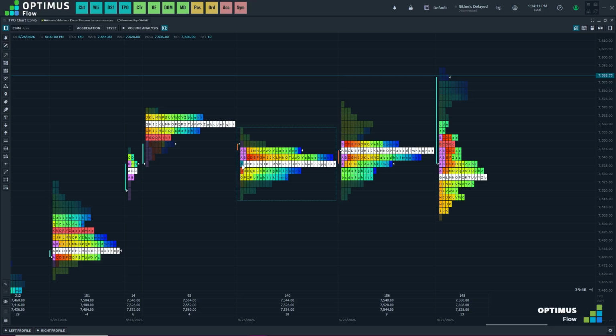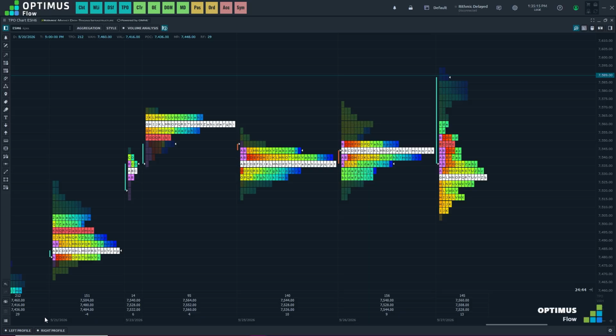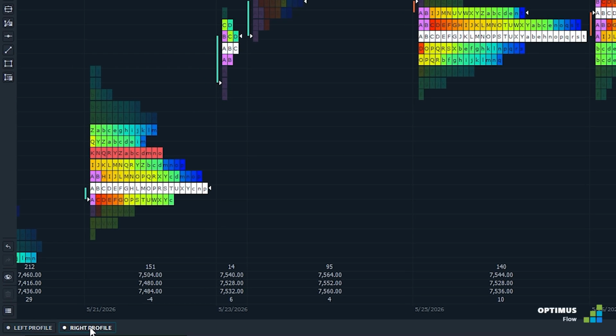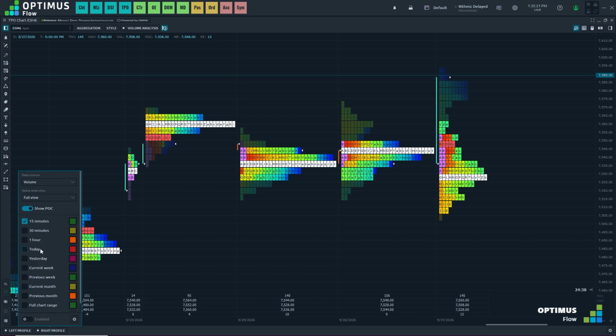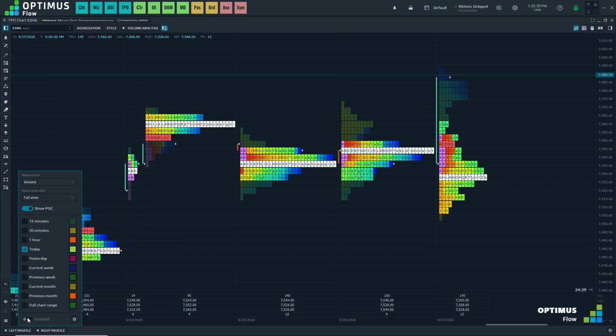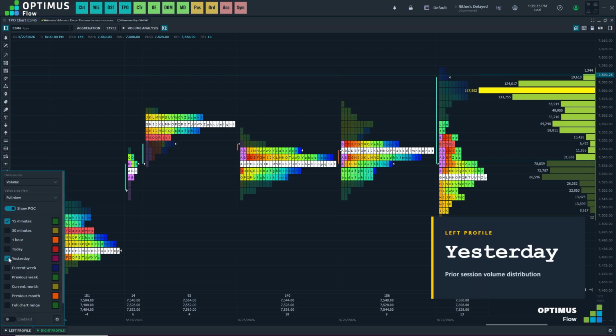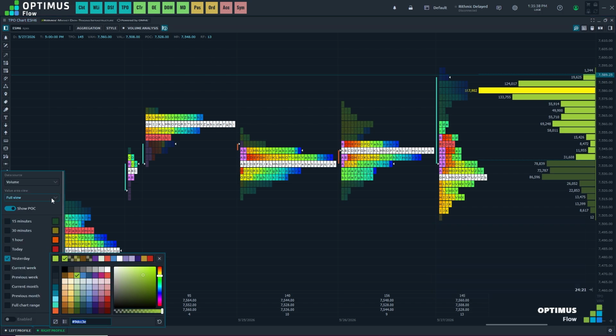Now you have a standard TPO chart up. Each block is going to be 30 minutes of time. Each profile is 1 day's worth of trading. Now, if you wanted to take this a step further and add volume profile to see the difference, you can come up here to the top right and click on Show Hide Volume Analysis Toolbar. That will bring up a few options on the bottom. And what we'll do for this example is click on Write Profile, and we will go to Today. And let's put that in this color, and then click on Enable. And then for the left profile, we'll go to Yesterday, and we'll do the same color.